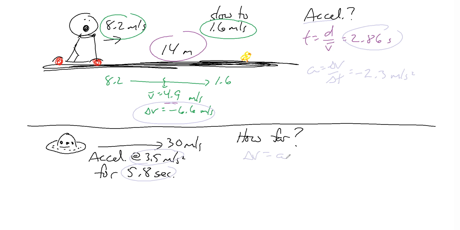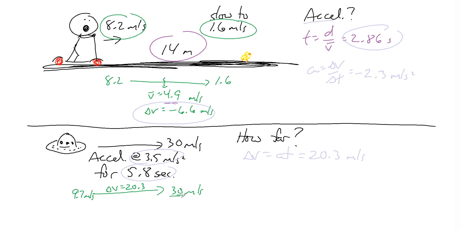So change in V would be the acceleration times the time. So that would be the 3.5, and we'll times that by the 5.8. And we have a change in V of 20.3 meters per second. So I know my little ship cruised along, ended up at 30 meters per second, and the change in V was 20.3. So if I just subtract that from the 30, I know that my ship must have started at 9.7. So it started at 9.7. It changed by 20.3 to reach that 30 meters per second at the end.